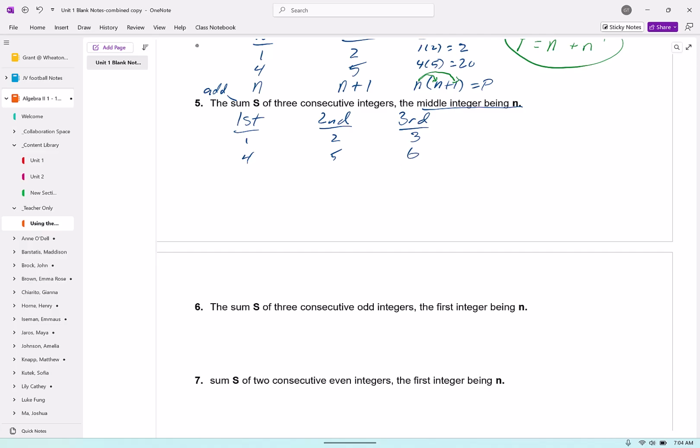Now, again, it said middle integer. If I start with n, the value before would be n minus 1. I can see that from 5 to 4 is 1 less, from 2 to 1 is 1 less, so it would be n minus 1. And then from 2 to 3 and 5 to 6, that's 1 more, so it would be n plus 1. Again, it's the sum, so I'm just going to take all these values, n minus 1, plus n, plus n plus 1. I can combine these like terms to 3 times n. And then minus 1 and plus 1 cancel each other out. So I end up with just 3n.